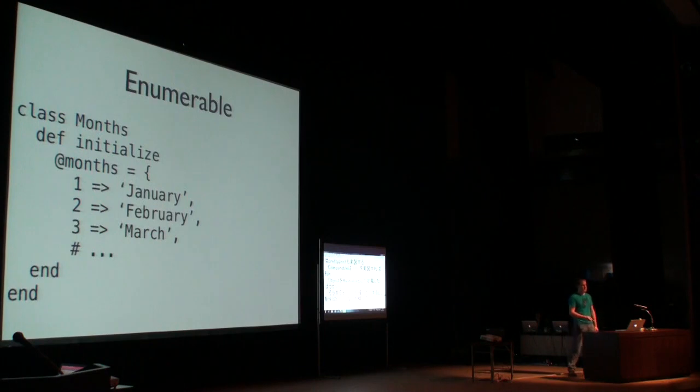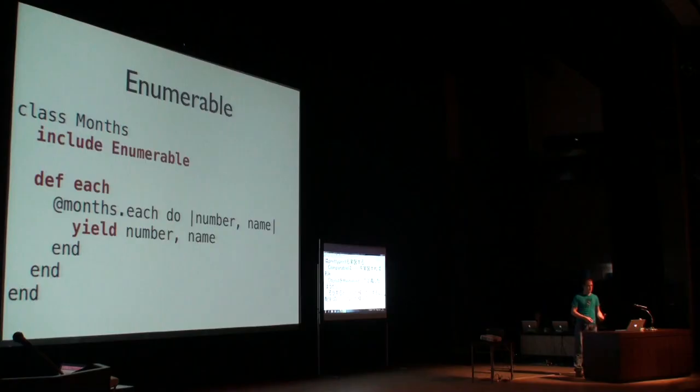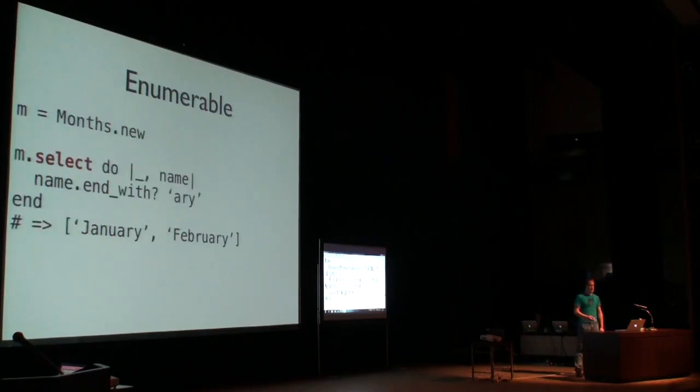So here's an example. This is kind of a dumb class. We have a class that stores a list of months with the month number and the name. And so we can define each, which will yield each month number and each month name, and we also include Enumerable. And so then we can do something like find all the month names that end in ARY. And so we use select for that out of Enumerable.